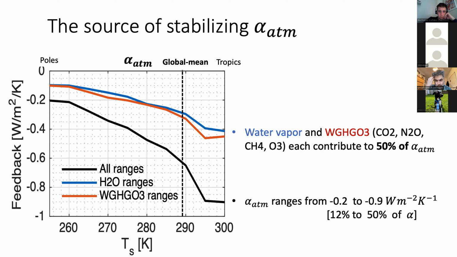So compared with the global mean sea surface temperature at 288 Kelvin, our global climate is stepping into a regime where the atmospheric feedback process becomes more and more important. So in the next couple of slides, I will explain why water vapor and other greenhouse gases induce a stabilizing feedback process.